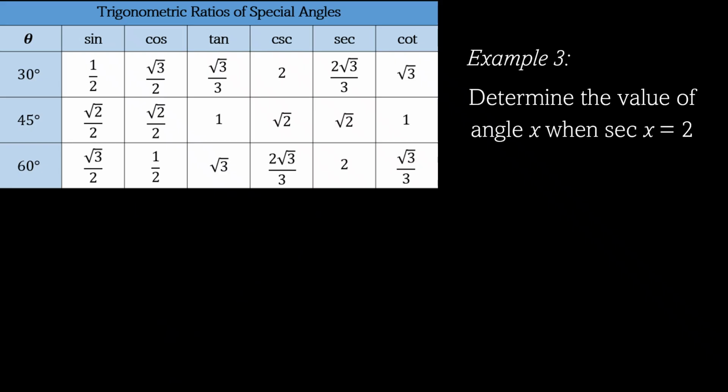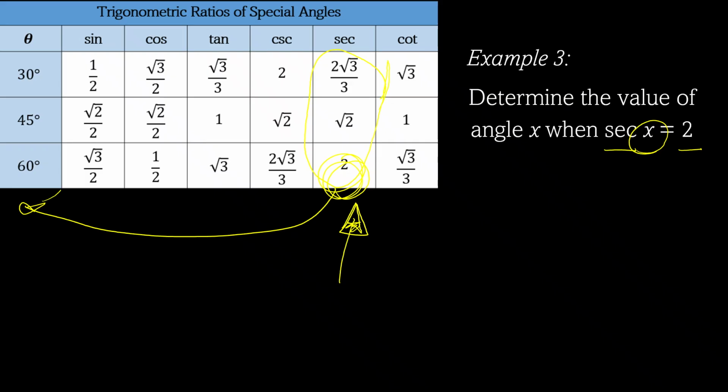Next is number 3, determine the value of angle x when secant x is equal to 2. So we are asked for the value of the angle. Alamin natin. Ang secant x daw ay equal to 2. So tingin tayo sa table, secant. Ito yon, secant dito sa part na ito. Ang secant daw, ang value niya ay 2. Ano daw ang value ng angle? So, ito lang naman ang 2. So, ibig sabihin yan, ang angle natin ay 60 degrees. Okay? So, x is equal to 60 degrees.